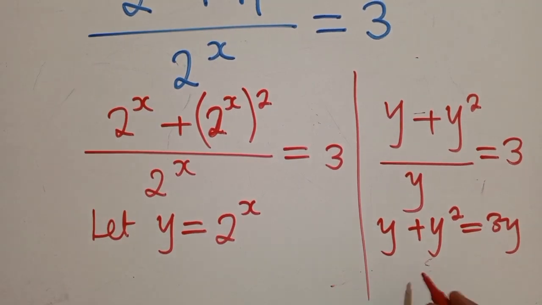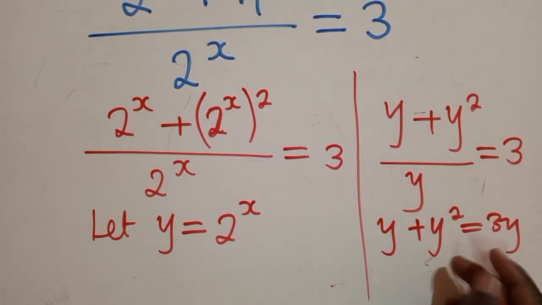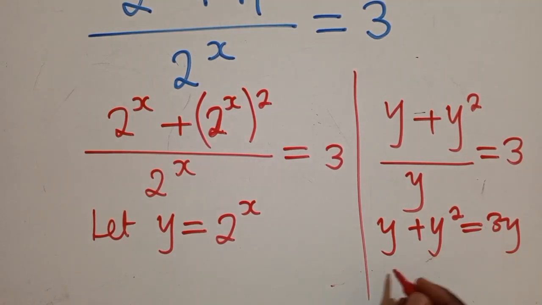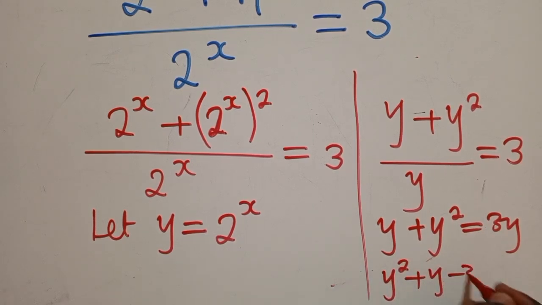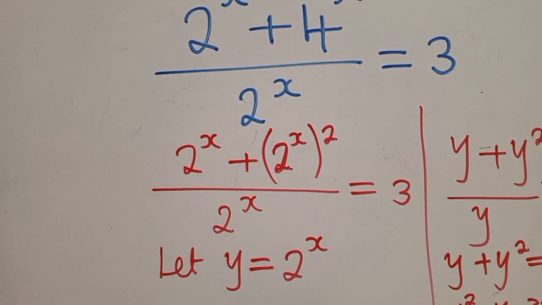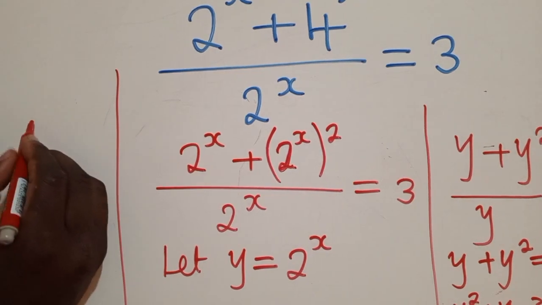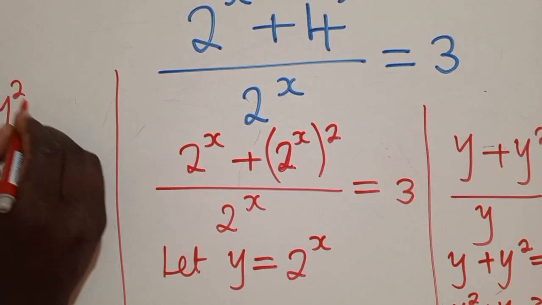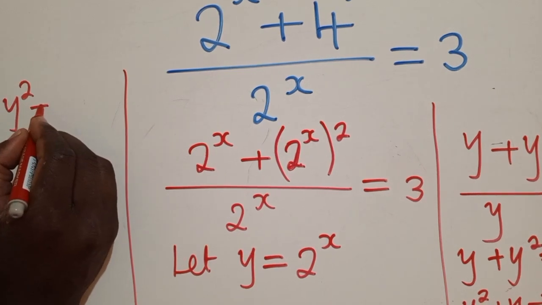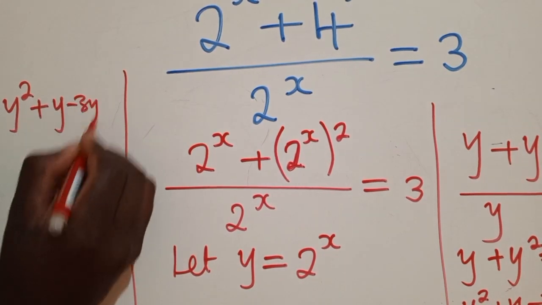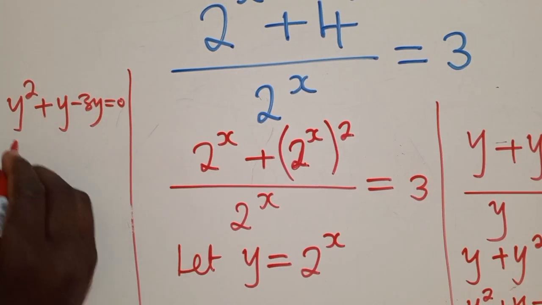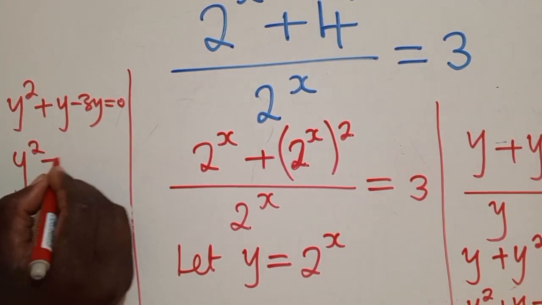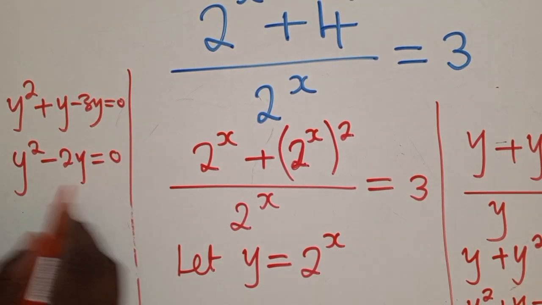Okay, we group the like terms, or putting it in standard form, not really the like terms. Putting it in standard form, we shall have y power 2 plus y minus 3y is equal to 0. When we simplify here, we are going to get y power 2 minus 2y is equal to 0. Now we solve for y.